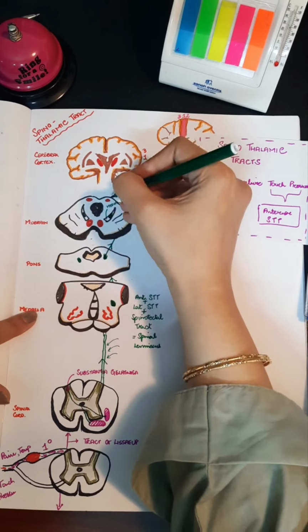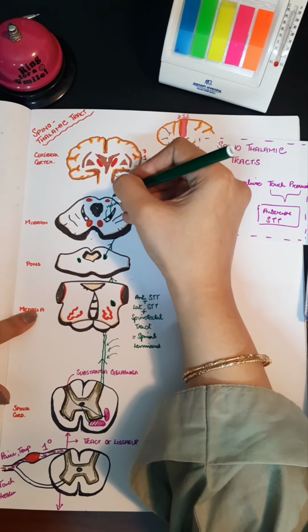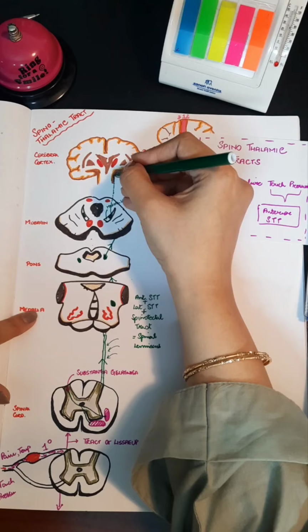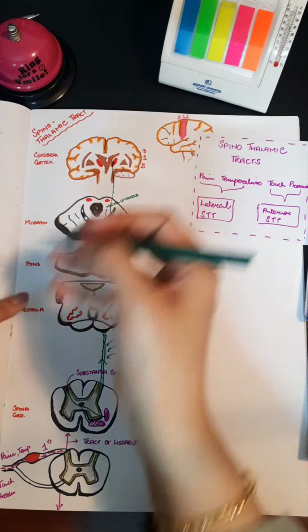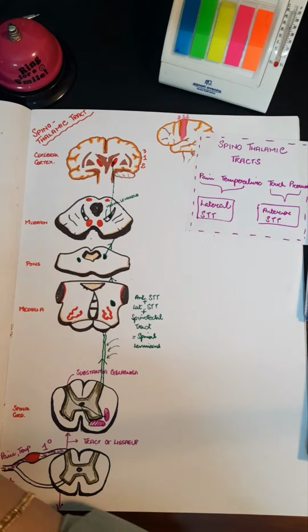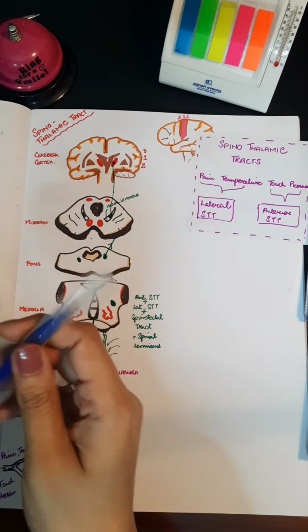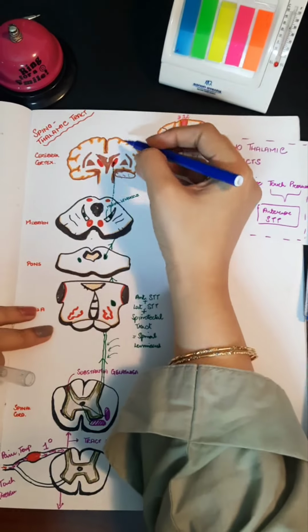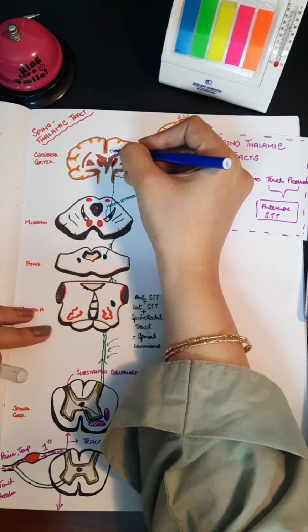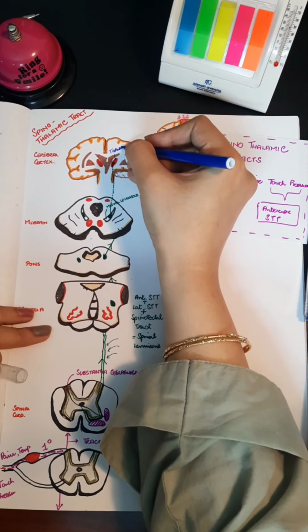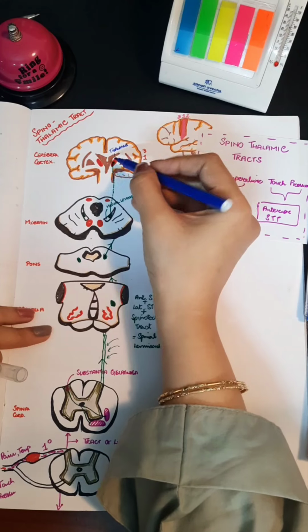Now from here on, the fibers of the spinal lemniscus pass and synapse with the third order neurons in the ventral posterolateral nucleus of the thalamus. We will use blue color for the third order neurons. So this red area shows the thalamus, and the fibers synapse with the third order neurons here.